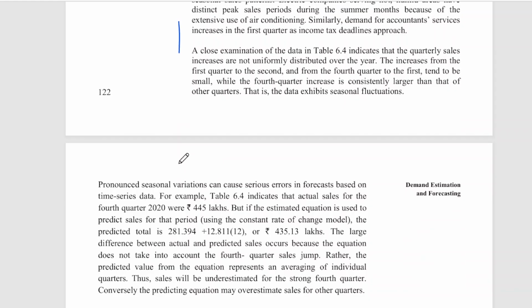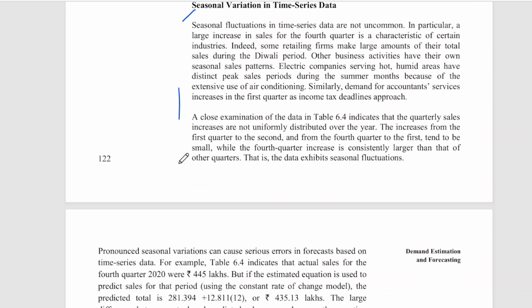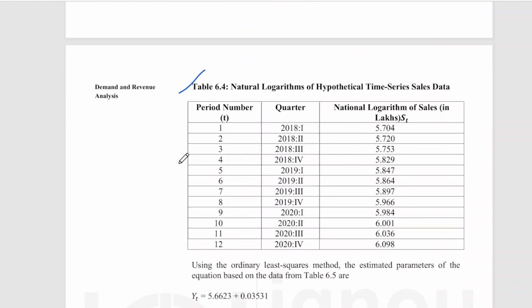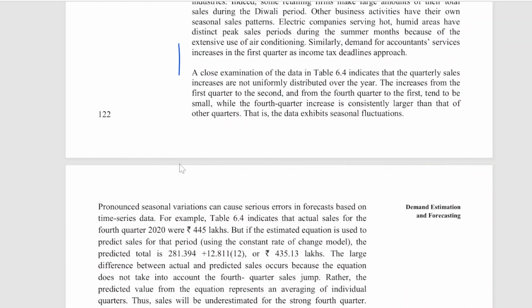And a close examination of the data in Table 6.4 indicates that the quarterly sales increases are not uniformly distributed over the year. The increases from the first quarter to the second, and from the fourth quarter to the first, tended to be small, while the fourth quarter increase is consistently larger than that of other quarters.